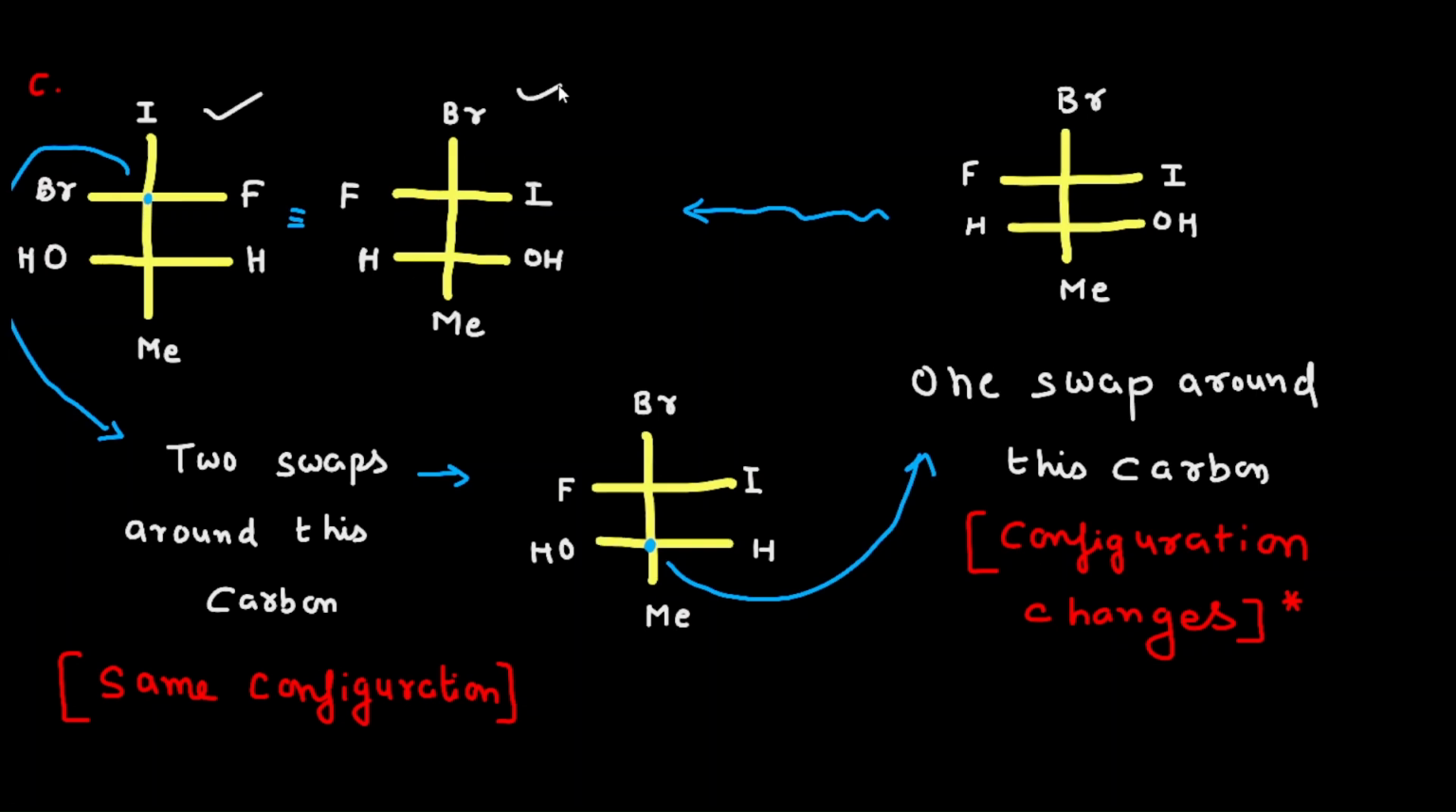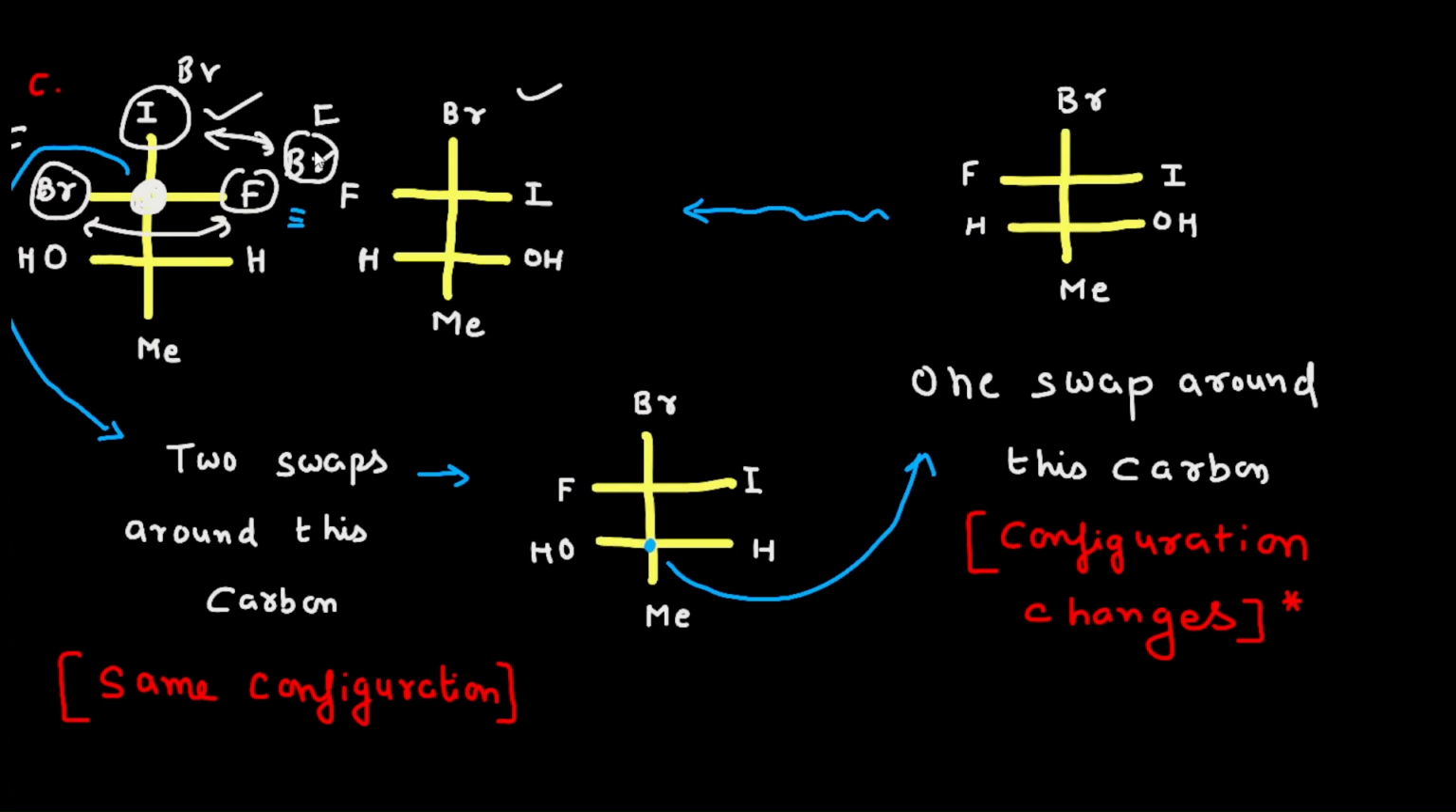As you can see, there are 2 configurations. The first thing I did, I swapped the groups associated with this chiral carbon 2 times. What I did? First I swapped bromine and fluorine. Then you understand, the fluorine will come this way and the bromine will come this way. Next I swapped iodine and bromine. Second time. So bromine will come this way and iodine will come this way.